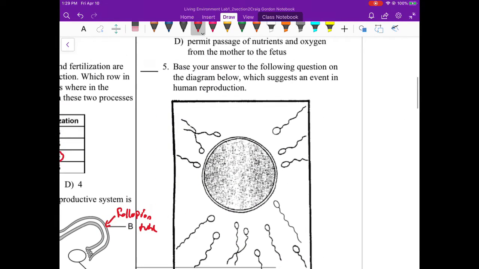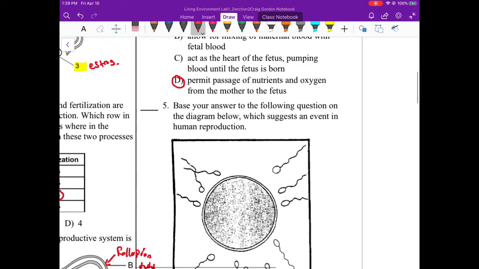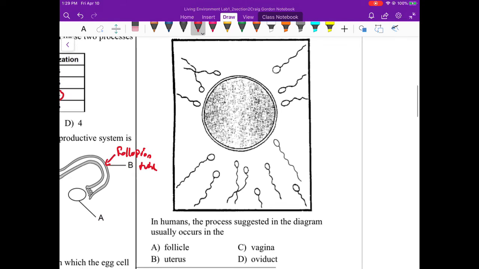Number 4, the function of the placenta, that's going to be exchange of nutrients. So the answer here is going to be choice D, permit the passage of nutrients and oxygen from the mother to the fetus. It's got to go from the mother to the fetus. Sometimes they say that the oxygen will go from the fetus to the mother, and that doesn't make sense.